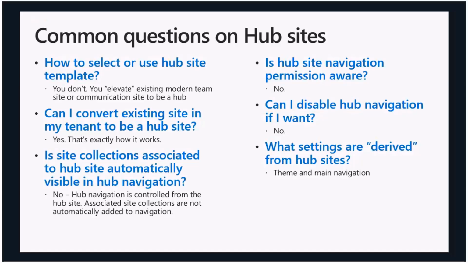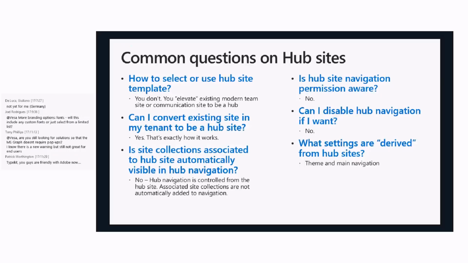So one of the questions people keep on asking is how do I select or create a site which is a hub site template? And the answer is you don't. You actually elevate an existing modern team site or communication site to be a hub. So any of your existing sites can be a hub site. And basically, like question number 2 there, can I convert an existing site in my tenant to be a hub site? Answer is yes, that's exactly what you're doing.